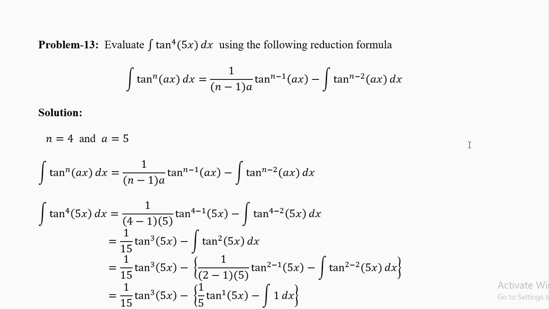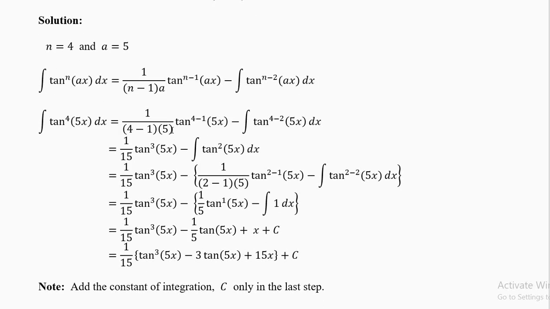Now we have to do one question for the tangent, tan power 4 5x dx. There is no point doing a question for tan square because tan square is easy. You can do it as secant square minus 1. Now n equal to 4, a equal to 5. Now your first term is 1 over n minus 1a, 1 over 4 minus 1 into 5. 4 minus 1 is 3, 3 into 5 is 15, 1 over 15, tan cube 5x. Now 4 minus 1 is 3, so you'll get tan cube. This term will be common throughout, just copy it.